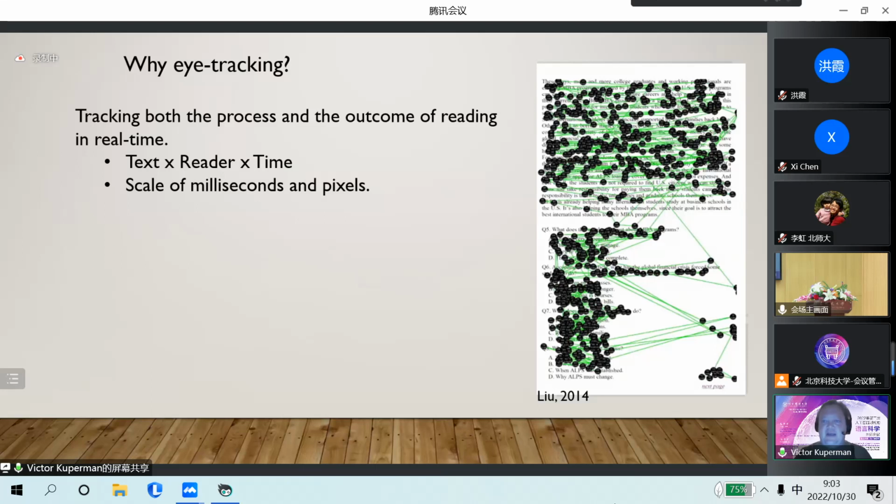We can actually look at how long the eye spent on specific words, which words were skipped, how many transitions were there between the different words and lines of the text, and even in the questions part, the bottom part, how long did people spend there, how much did they have to transition from the questions to the main text, and so on. So we can add a very important dimension of time to our studies, and we can study the properties of the text, the properties of the reader, and how this interaction unfolds in time. And we can do this on the scale of milliseconds and pixels.